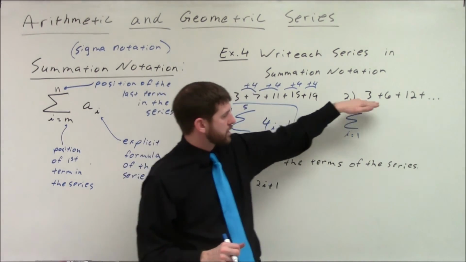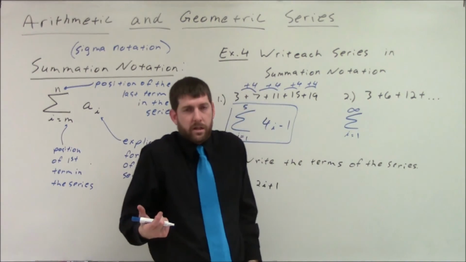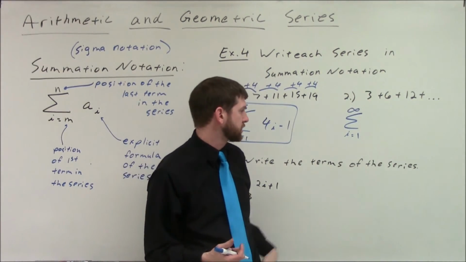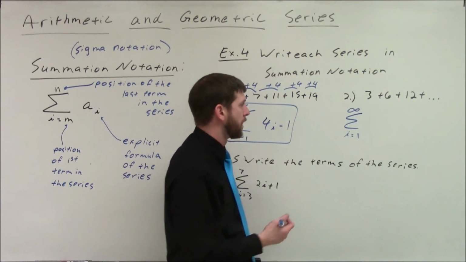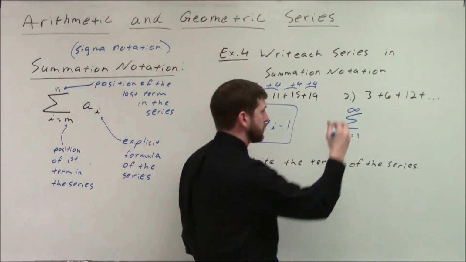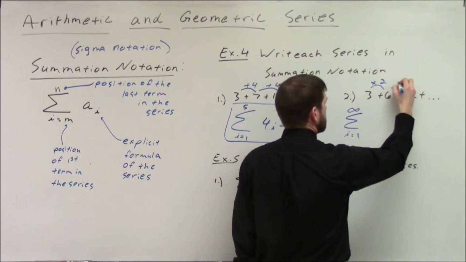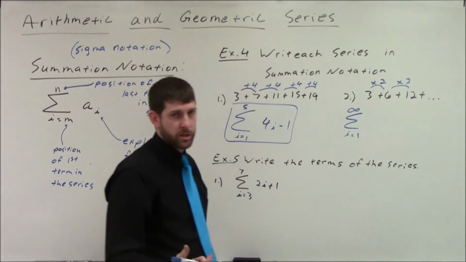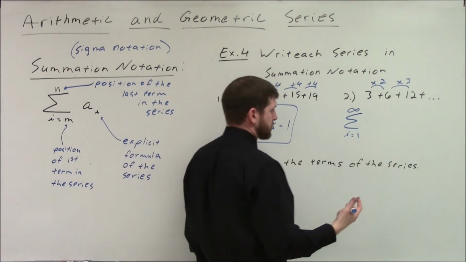So infinitely many terms of this series, and then we just identify what type of series it is so we can write the explicit formula. Well, I noticed that 3 to 6 and 6 to 12 looks like a times 2. So 3 times 2, 6 times 2, so it is geometric. So how do we add up geometrics?